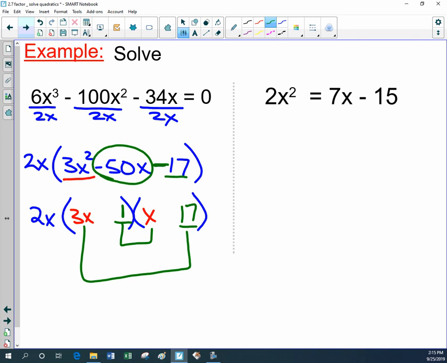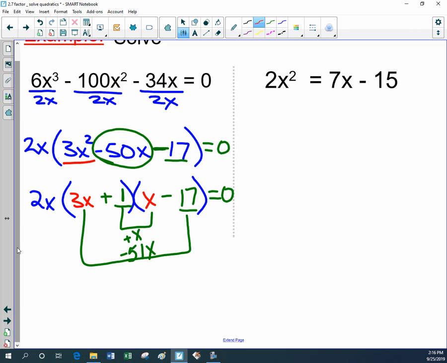Let's put the 1 in the inside and the 17 on the outside. So 1 times x would be x. 3x times 17 is 51x. The signs are opposite, and so the difference of 51 and 1 is 50. And in order to get a negative 50, the bigger number would have to be negative. So it'd be negative 51x and a positive 1x. So we'd end up with 3x plus 1 and x minus 17. I'm just noticing here I forgot to put equals 0 on each of these. Okay, so now I have this factored completely.